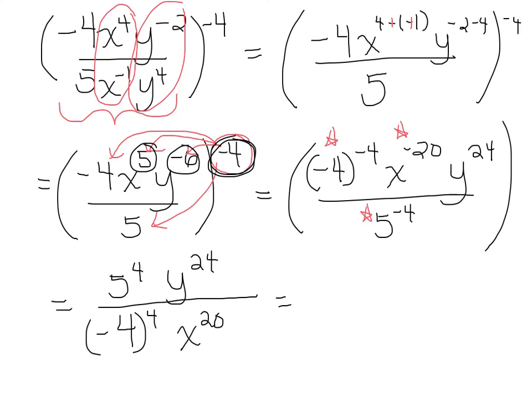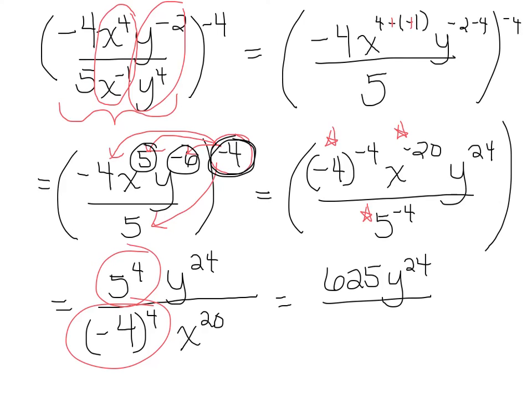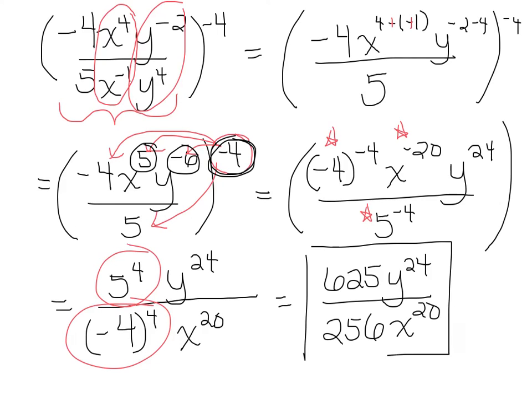Last thing I need to do is simplify my 5 to the 4th and negative 4 to the 4th. Using a calculator, we can find that 5 to the 4th is 625, and negative 4 to the 4th is 256. And this is my final answer. Now, just to clarify, because 5 and negative 4 will not simplify, you can rest assured that 625 and 256 will not simplify. Okay?